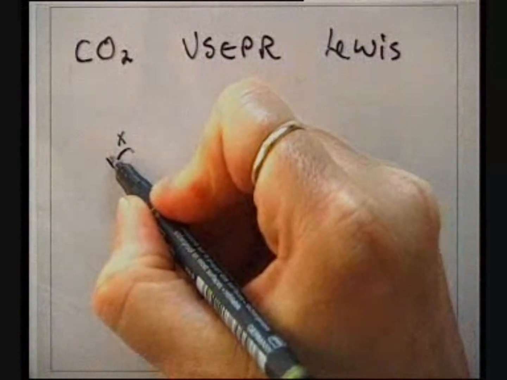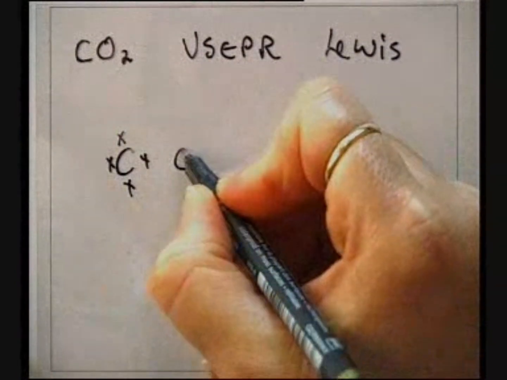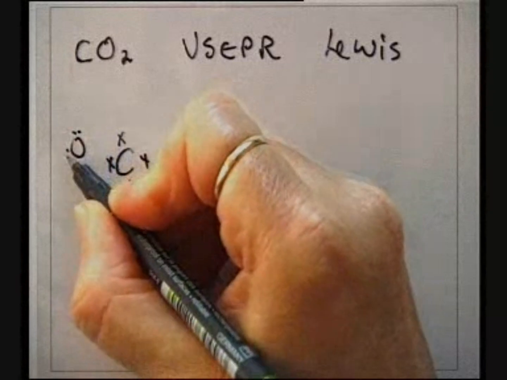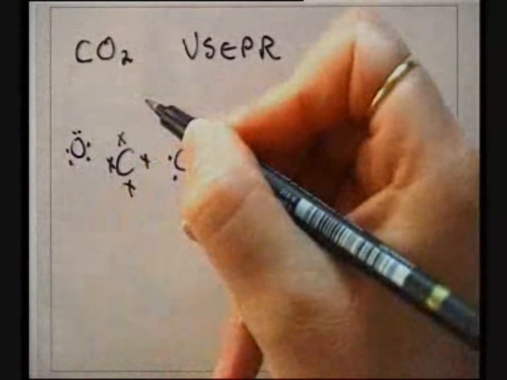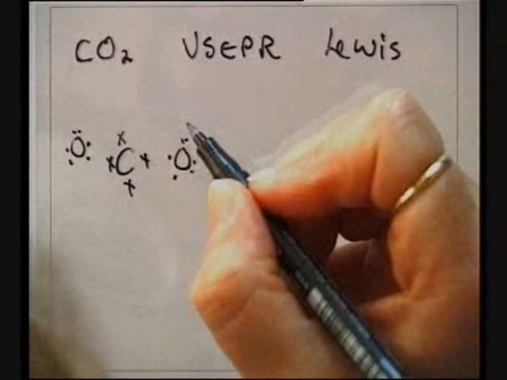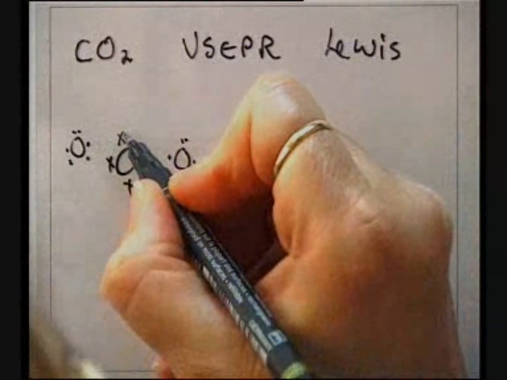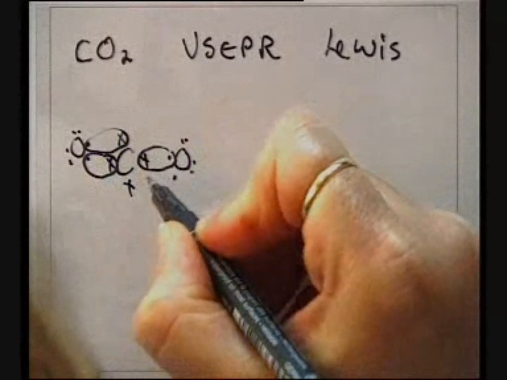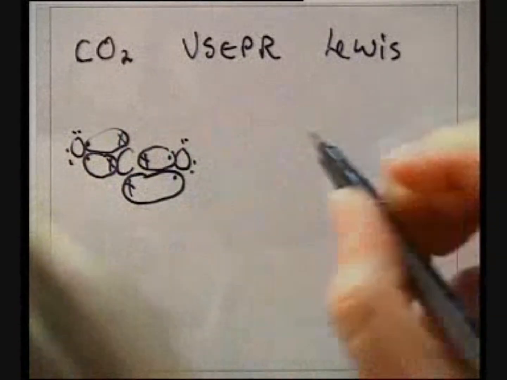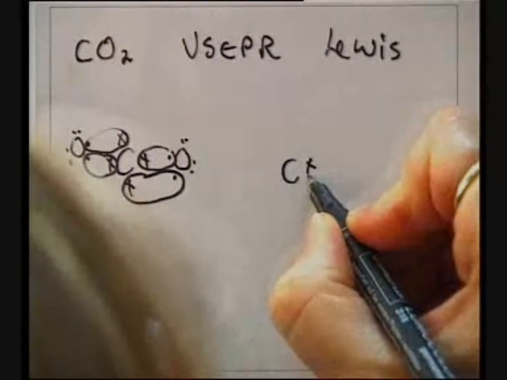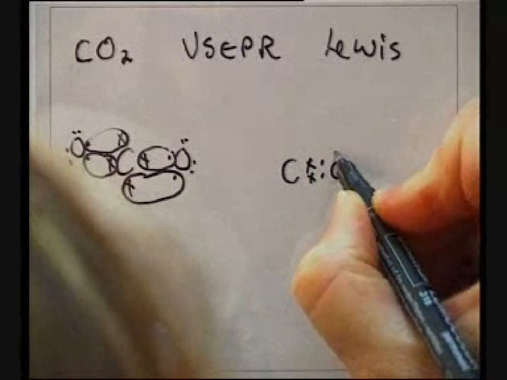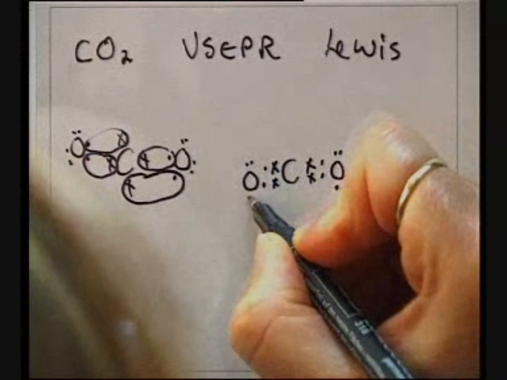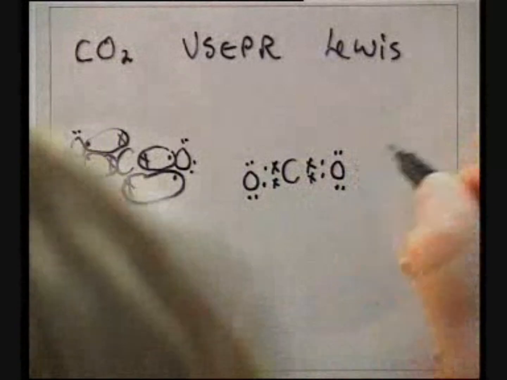Carbon with 4 valence electrons. Oxygen, 6 valence electrons. And because both of these atoms are found in the 2nd period, we can form only electron octets. We can suggest a Lewis structure where carbon is bonded with 2 double bonds to the 2 oxygen atoms. All the atoms now will have electron octets.